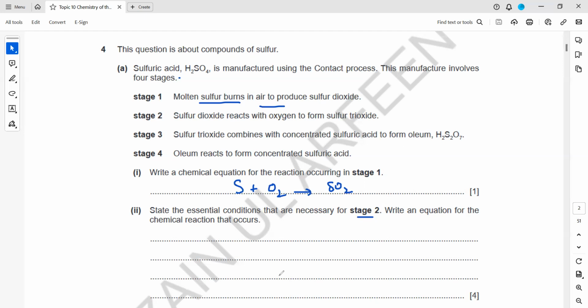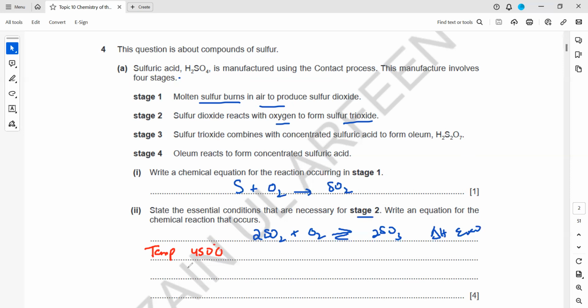So what are the essential conditions? Sulfur dioxide reacts with oxygen to form sulfur trioxide. This is a reversible reaction: 2SO2 plus O2 gives 2SO3. The reaction is reversible and the forward reaction is exothermic. So what temperature do we maintain for this? What is the temperature used for this reaction?